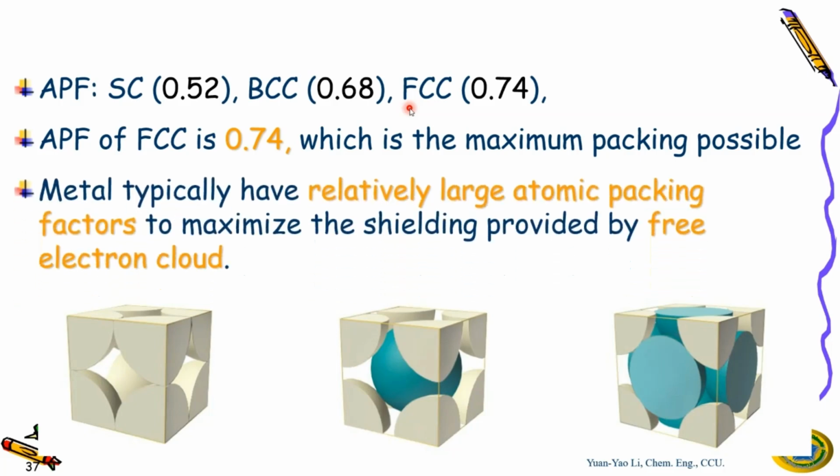Metals typically have relatively large atomic packing factors to maximize the shielding provided by the free electron cloud. So 74% is very high. So we like this packing factor. We like this type of packing, I should say.